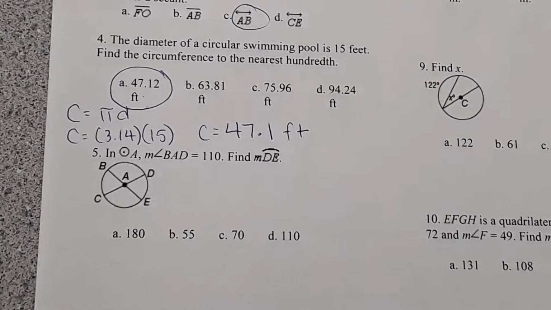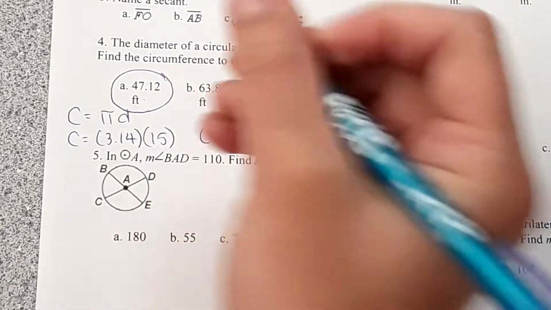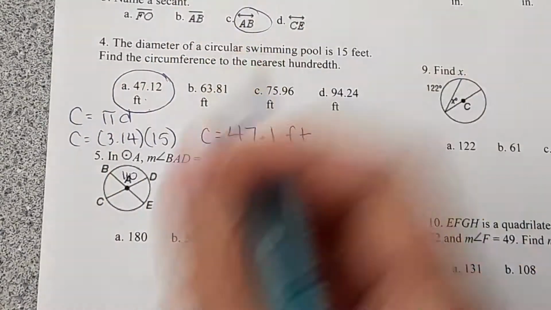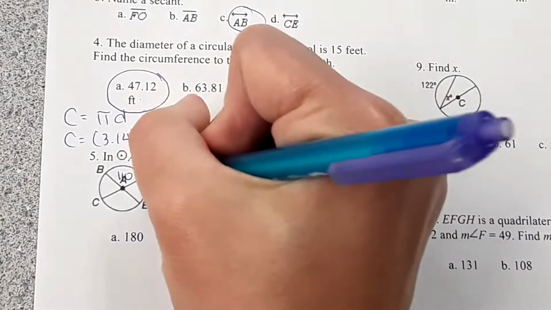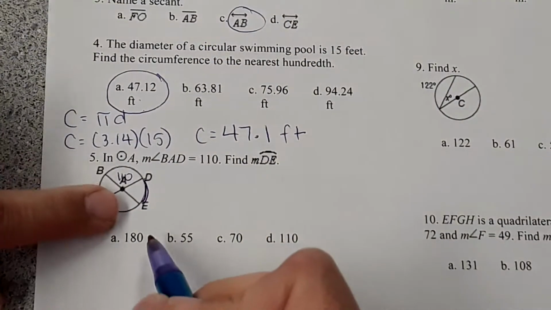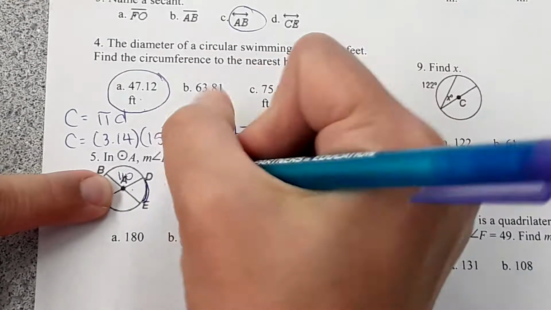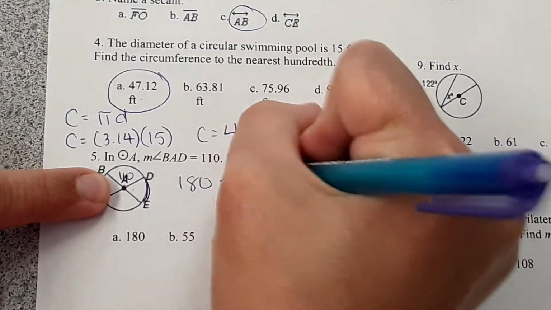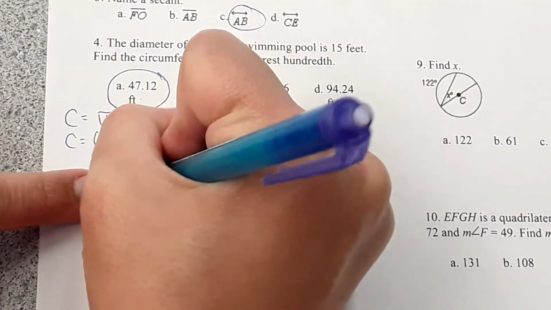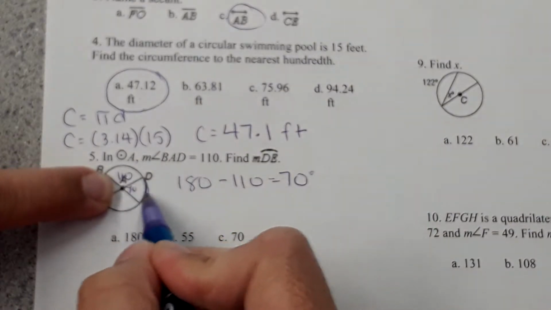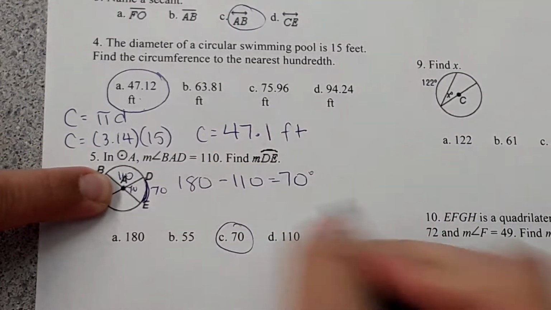Number 5, it says the measure of angle BAD is 110. So 110 right there. Find the arc measure DE. Well, this angle is supplementary to this one, so you can do 180 minus 110 to get 70 degrees. And when you have a central angle, the arc is the same measure, so the answer is 70.